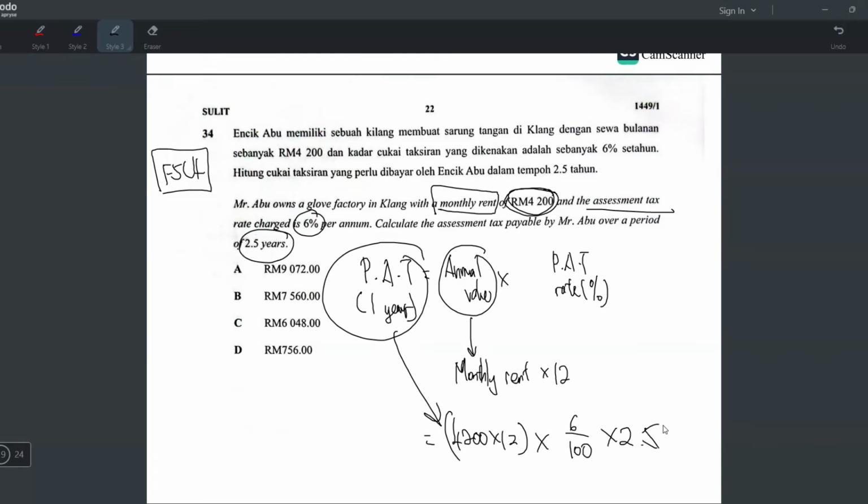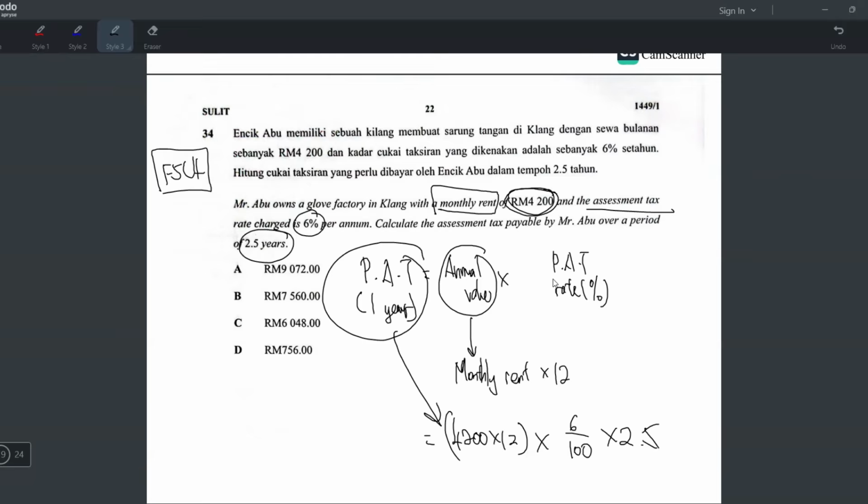Okay, but this is quite rare. I thought I should mention it because it is quite important. Most of the property assessment tax questions, they ask for either 1 year or maybe half year. Yeah, I pernah tengok dia tanya for half year. If they ask for half year, then you just take this formula. After doing this formula, you divide by 2 lah.